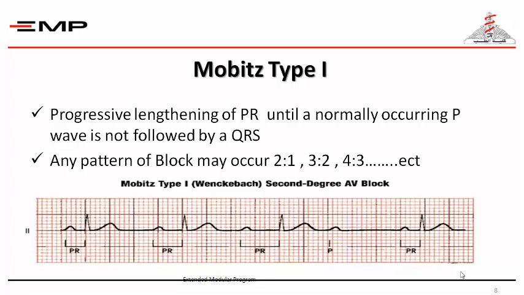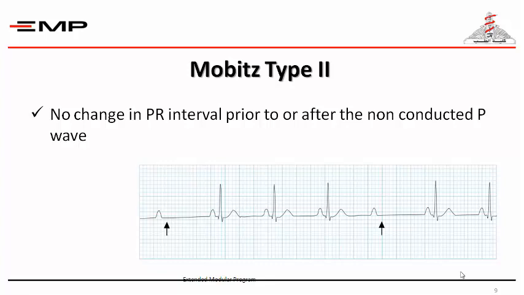Any pattern of block can occur: 2 to 1, 3 to 2, or 4 to 3. In Mobitz type 2, there is no change in the PR interval before or after the non-conducted P wave, and also the P wave should arrive in its appropriate time, and the PR is always constant.